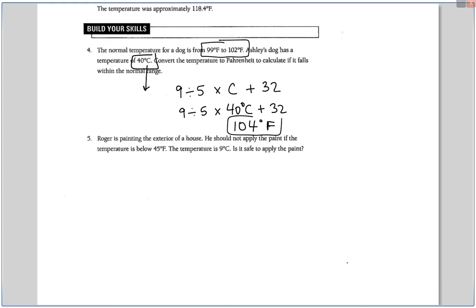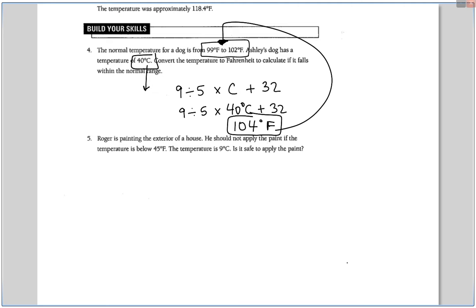Now you just have to answer this question. Is she in the proper range for the temperature of a dog? And the answer is no. She's too hot, so she probably has a fever. The dog's probably sick. Okay, next question.